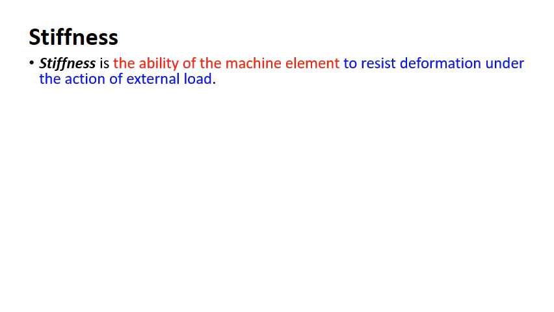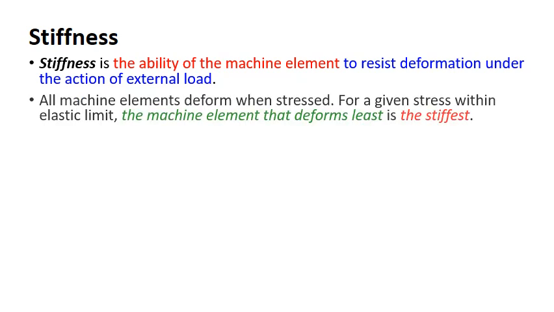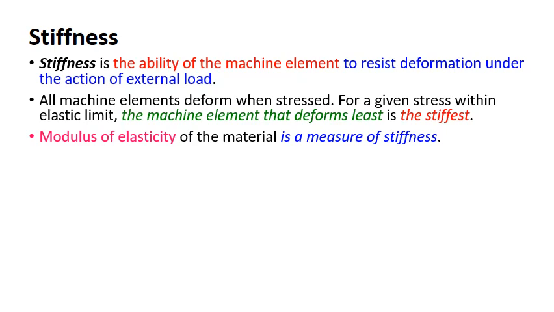Stiffness is the ability of a member to resist deformation under the action of external load. Obviously, when we say the element is stiffest, it means that it will deform the least. And modulus of elasticity is the parameter that will quantify the stiffness.